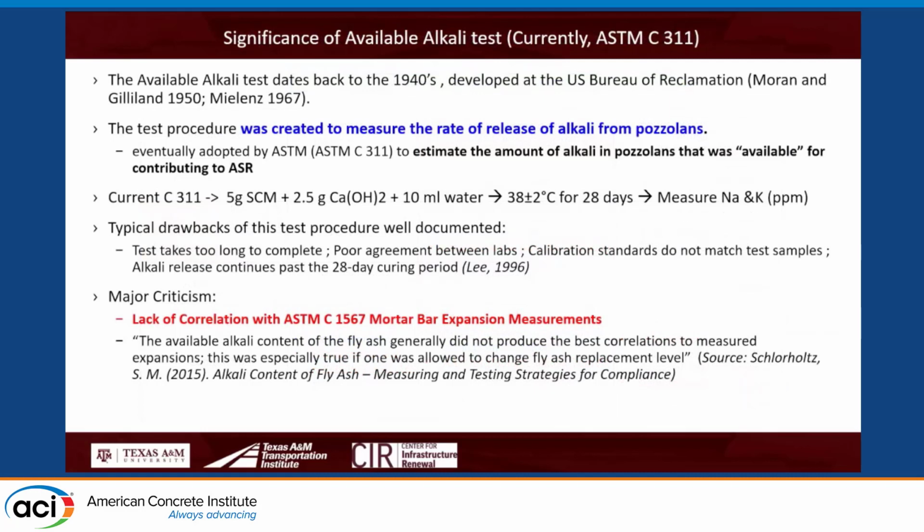So what is this available alkali test that we are talking about? Historically, it was started back in the 1940s by the US Bureau of Reclamation. When it was created, it was intended to measure the rate of alkali release from these pozzolans. So basically we take 5 grams of fly ash, mix it with 2.5 grams of calcium hydroxide or portlandite, put some water in it, and then cure it for 28 days at 38 degrees Celsius, and then finally extract and measure the alkali ion concentration in the water. But currently this is being withdrawn.